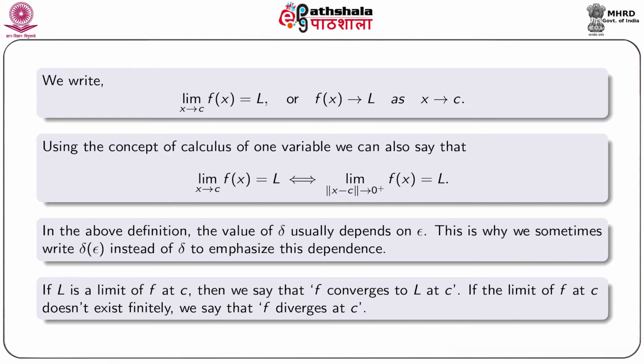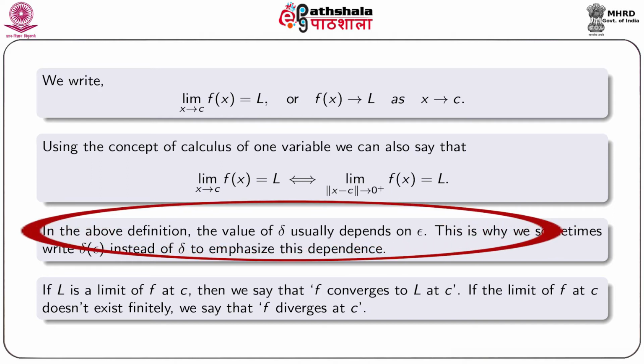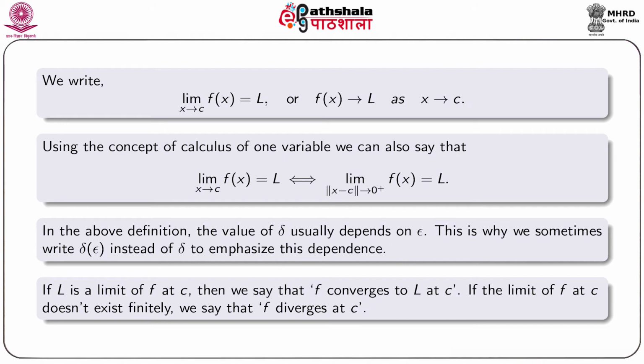One point to be noted here: in the above definition, the value of delta usually depends on the value of epsilon. This is why we sometimes write delta_epsilon instead of delta to emphasize this dependence. If L is the limit of f at the point c, then we also say that f converges to L at c, and if the limit of f at the point c does not exist finitely, we describe this phenomenon by saying that f diverges at c.